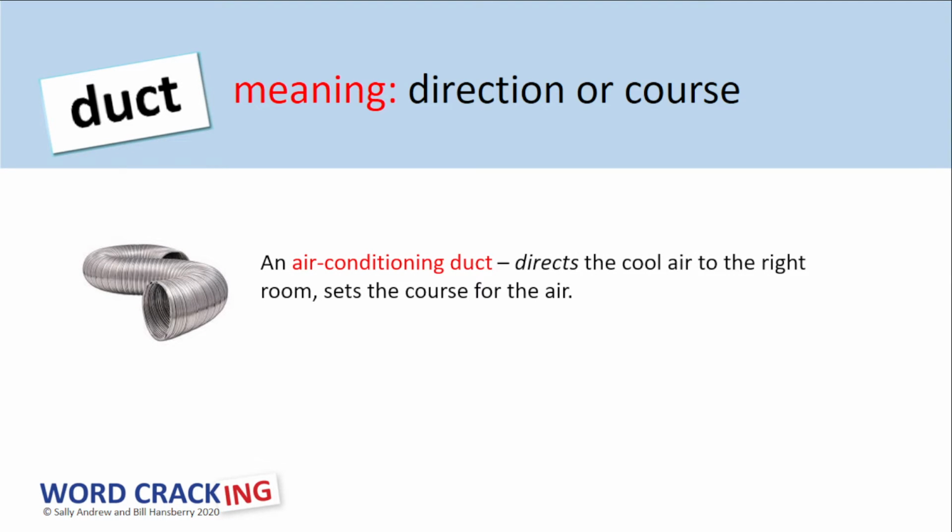Okay, so duct is a base, meaning it can stand alone in a sentence. If you've ever seen an air conditioner being installed in a house, you may have seen this large silver tubing. This stuff is called air conditioning ducting. An air conditioner duct has the task of directing the cool air to the right room. It sets the course of the air from the air conditioning unit to the correct part of the house. So that's an air conditioning duct.